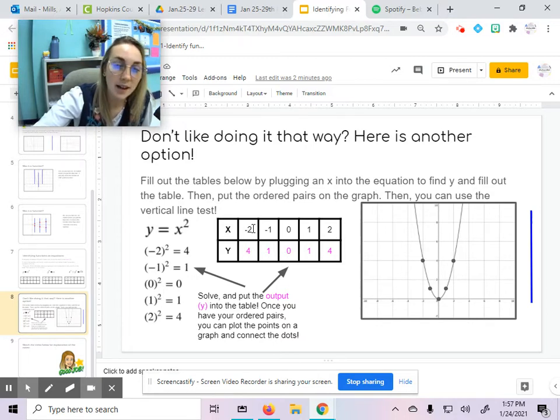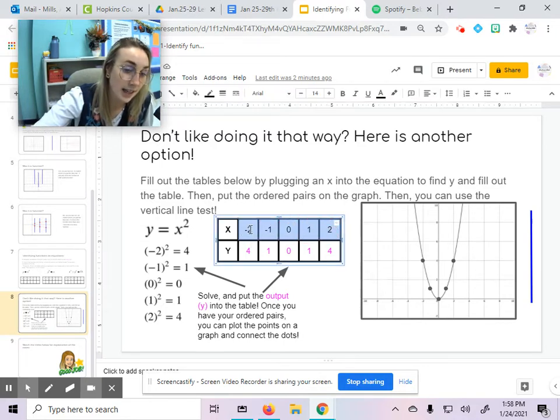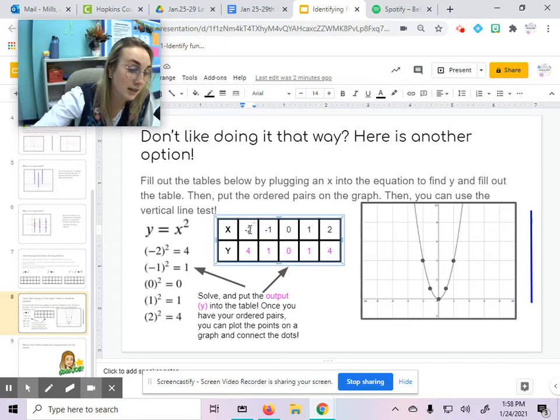So again, the only way this is not going to be a function is if your x values, like -2, had two different outputs. If it was like 4 and -4, that would not be a function. But in this case, it will be a function. But you can do it another way too.